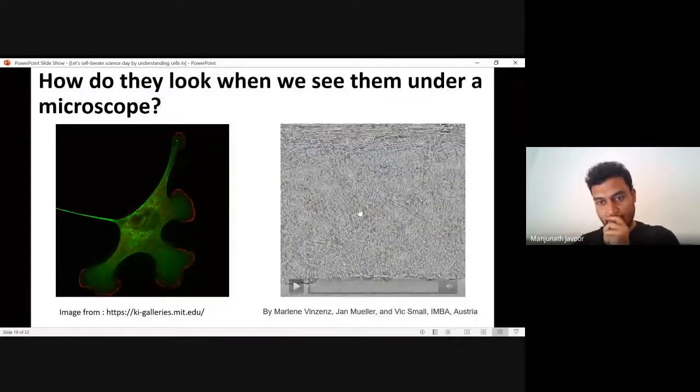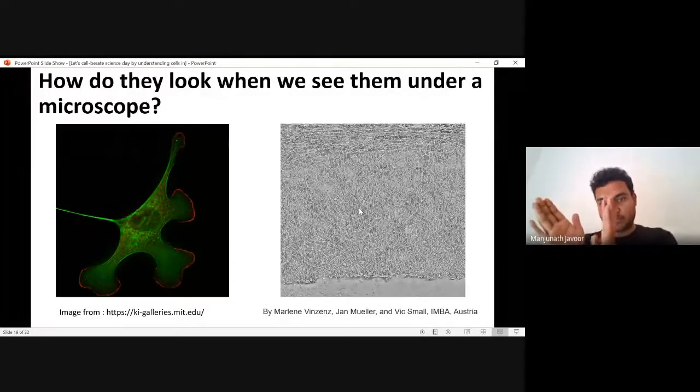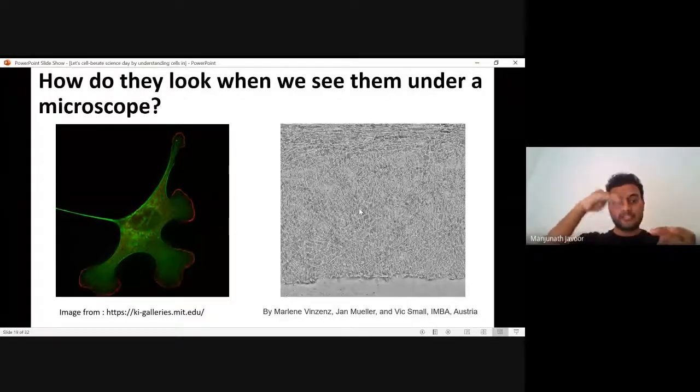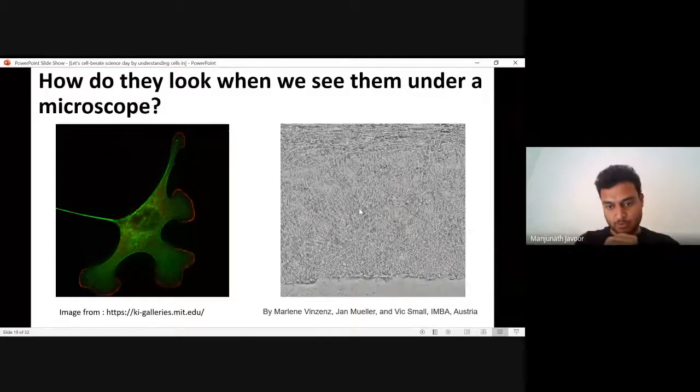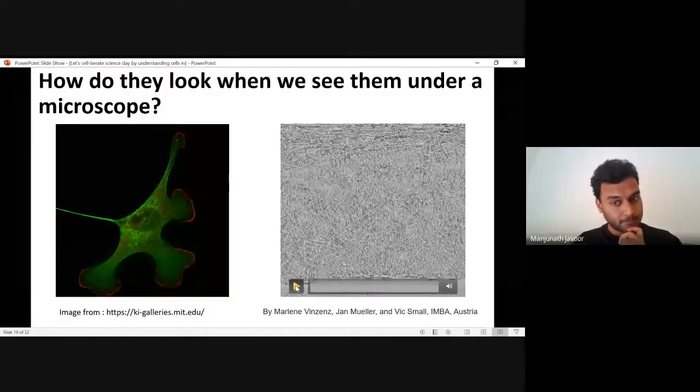So this is a movie which is made using an electron microscope, which I was mentioning in the starting. After the light microscope, if people want to look inside the cell, they use these electron microscopes. So this is a movie which is made.